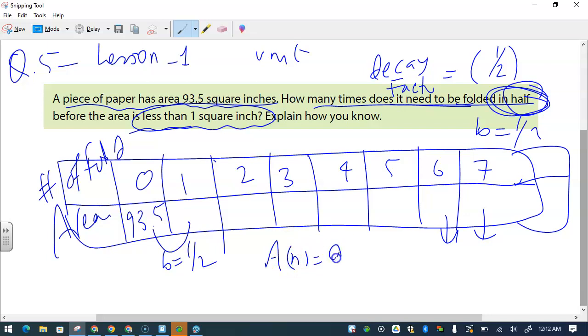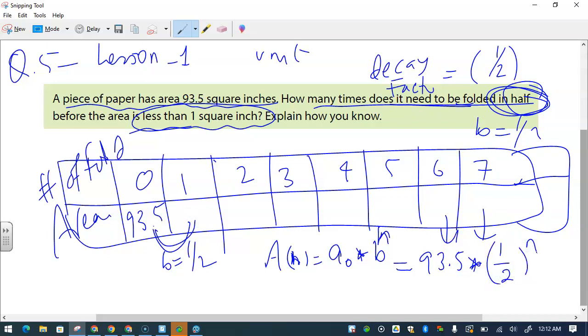Let's see, I can write in the beginning a naught times b raised to n, because now I'm using n as the number of folds. I'll put n here. So in the beginning you have 93.5 times b, which is half. There you go, and half raised to n.